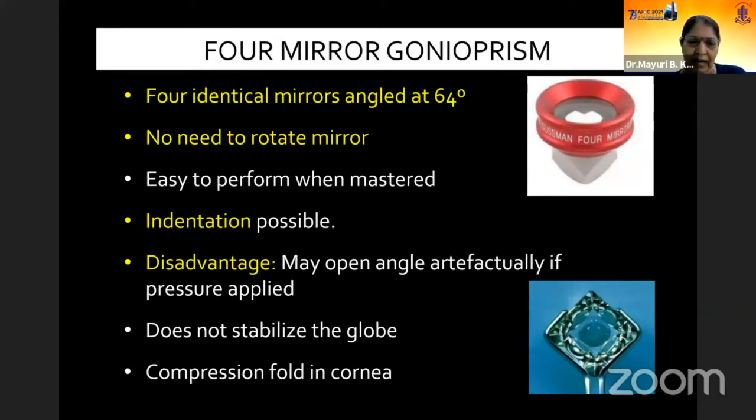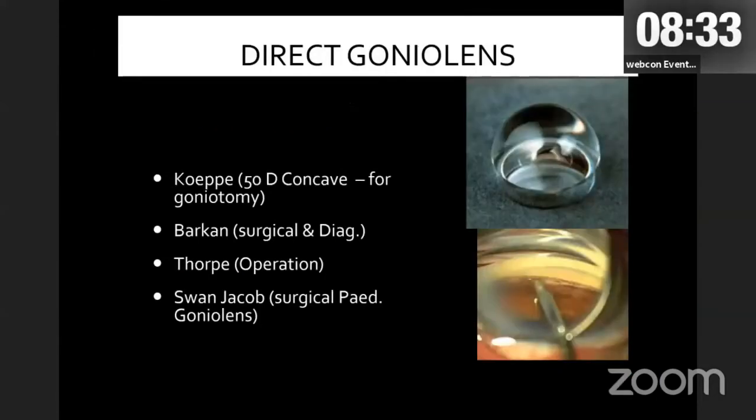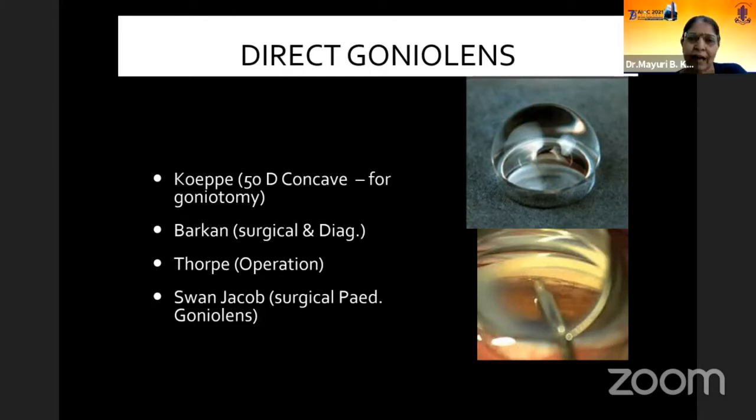The one who is in a learning phase can have more of those folds in the cornea, and the stabilization of the lens is difficult. The direct gonio lens is used mainly for the surgical aspect and in pediatric patients, and nowadays with a lot of MIGS coming up, one should learn to use the direct gonio lens.